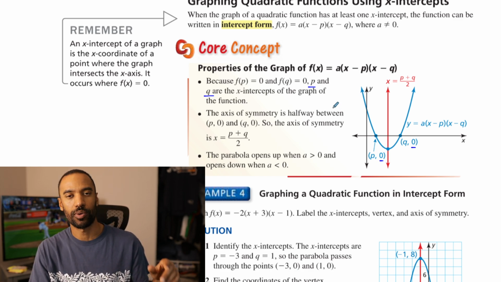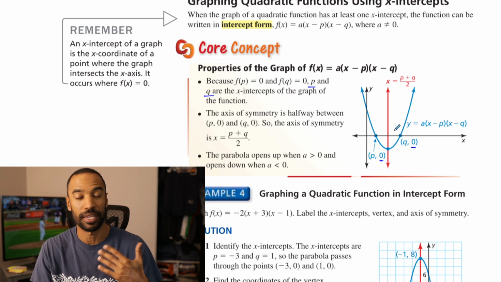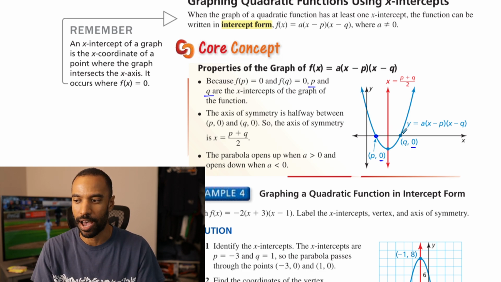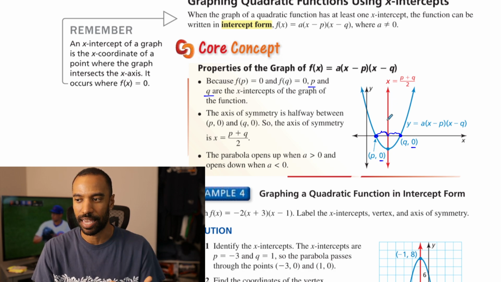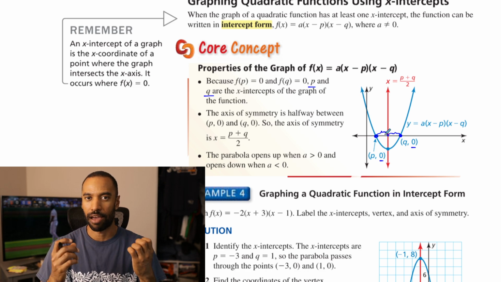Now, your axis of symmetry is exactly halfway between your two x-intercepts because these are two points of the same height. Therefore, they're both going to be equidistant from the axis of symmetry. So the axis of symmetry is exactly halfway in between there. So how can you find the axis of symmetry? You can either count half the distance if you're graphing it, or you can average your values.